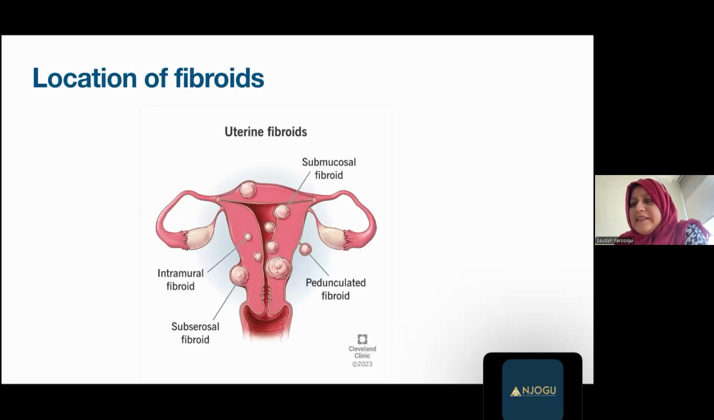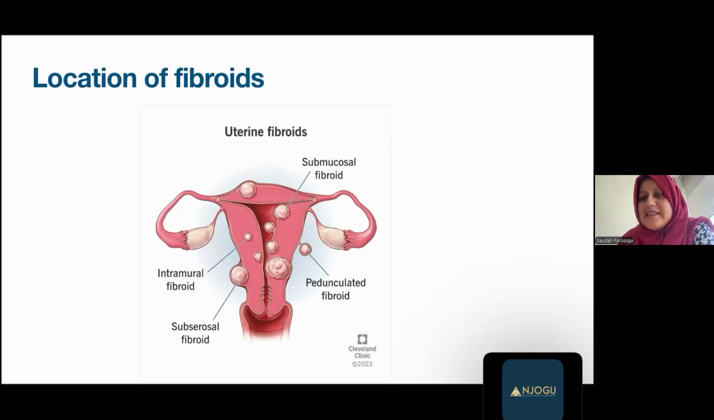Now, I want us to spend some time on this slide. This is showing the location of fibroids, and what you're seeing is a cross section. So basically, it's as if somebody is looking straight at your pelvis, and then we've cut a cross section of the uterus down the middle. Okay, so if you orientate yourself, on your right and left are your ovaries and your tubes, and in between is the body of the uterus.